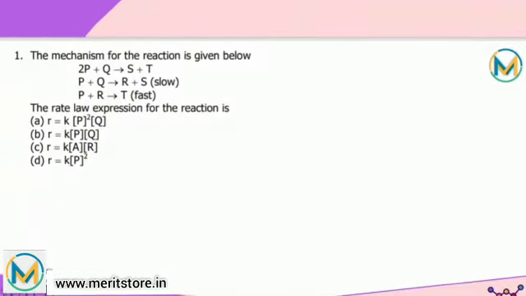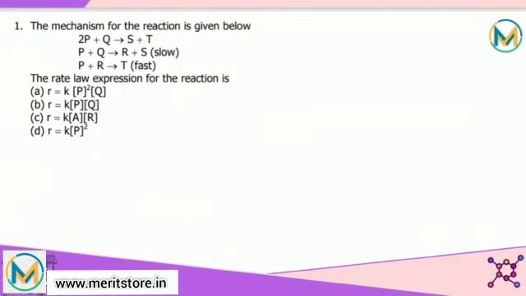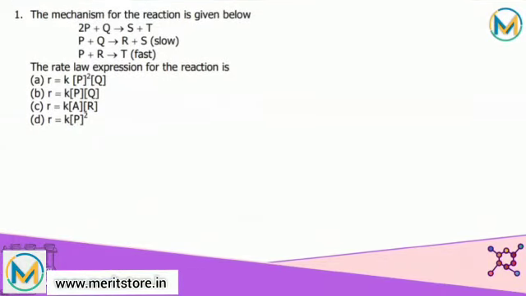First question, the mechanism for the reaction is given below. The rate expression for the reaction is. Now, since we know that the rate law expression is given only on the basis of the slow process.